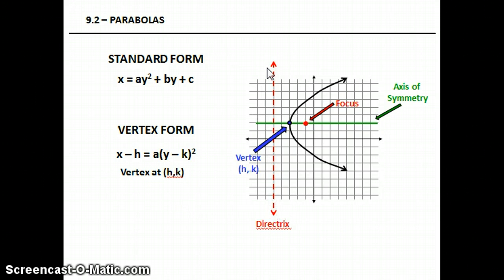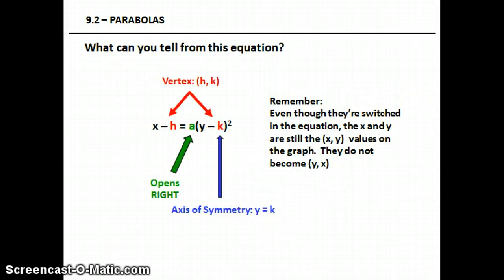But your directrix is going to shift. It's going to cross the x-axis instead of the y-axis, and your axis of symmetry is going to shift, and it's going to go in the other direction, but there's still going to be the same distance between the focus and the vertex and the directrix. And your vertex will remain (h, k). Those don't switch.